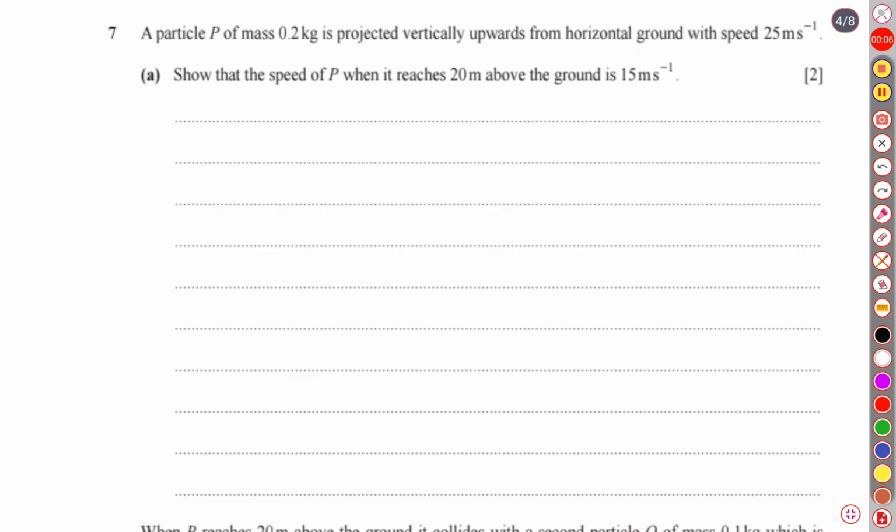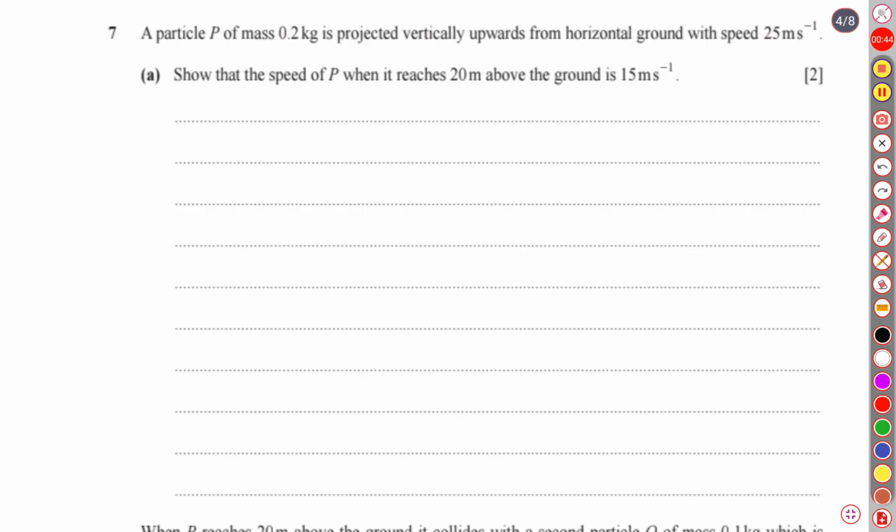Today we are going to solve a question from mechanics, and question number 7 belongs to paper 9709/41 for the session May June 24. Let's read question number 7. A particle P of mass 0.2 kg is projected vertically upwards from horizontal ground with a speed of 25 meter per second. Part A says show that the speed of P when it reaches 20 meter above the ground is 15 meter per second. So let's start the solution.